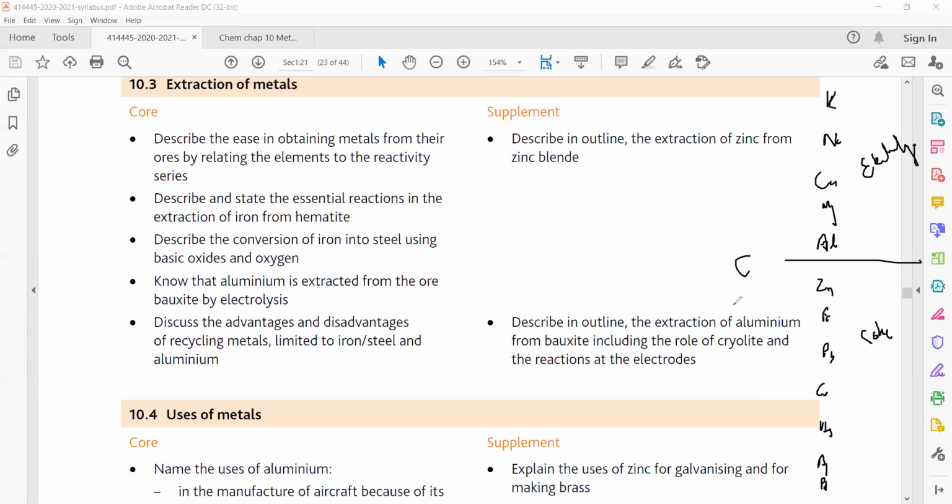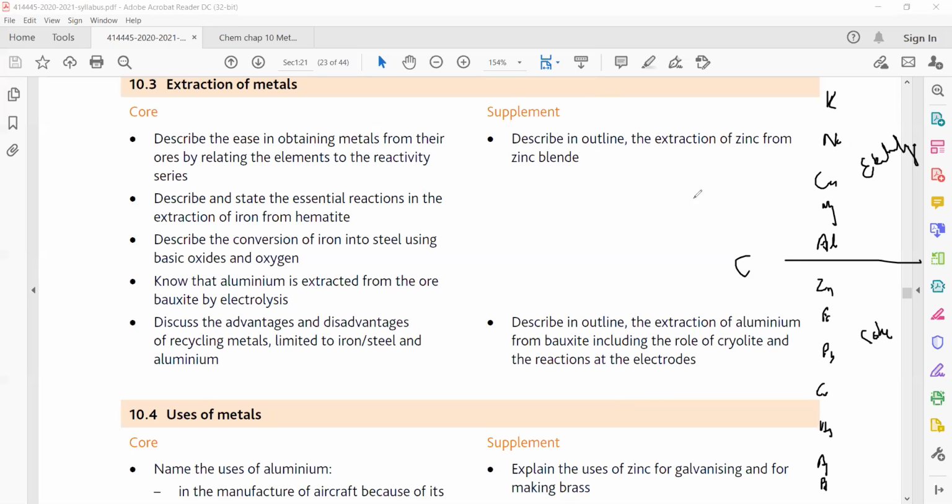Lithium is not included in the reactivity series, because this reactivity series is of the elements which you are studying in your course. You're only learning the flame color for lithium, but you're not learning the compounds, the uses, the formation of lithium compounds. That's why it is not included. This reactivity series is given for the metals you commonly study throughout the course.